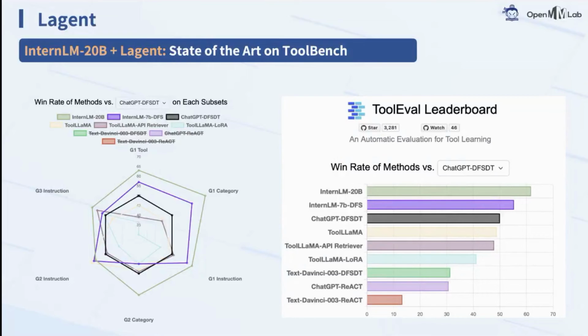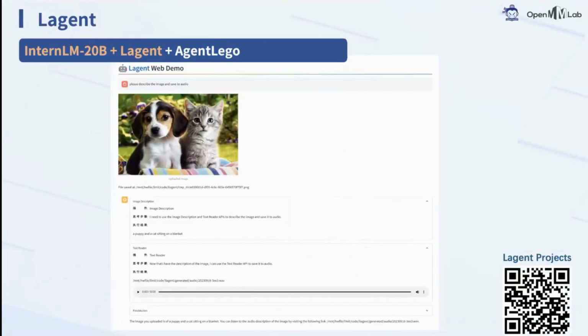So in the tool eval leaderboard, the LLM 20 billion can achieve state-of-the-art results with Lagent. And here is also a demo when we use the LLM 20 billion model with Lagent and use the tools implemented in Agent Lego.